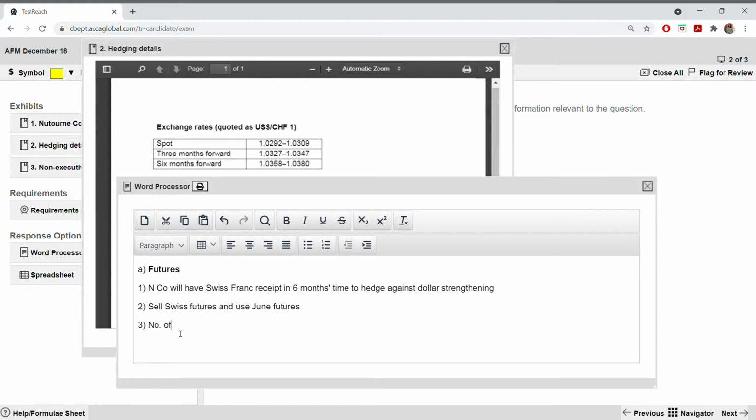You can either write the full word number or you can write n a dot. It is understood that it is number of contracts. So number of contracts is equal to. Now what you can do is either you can use Excel.